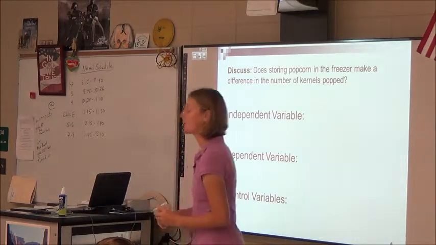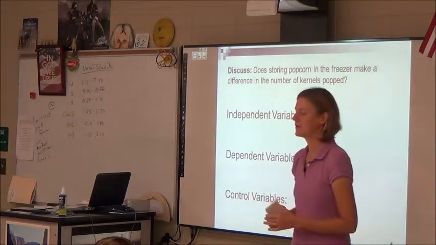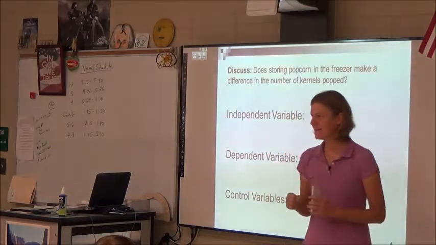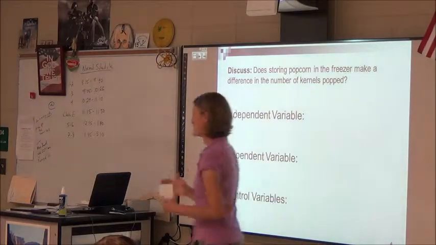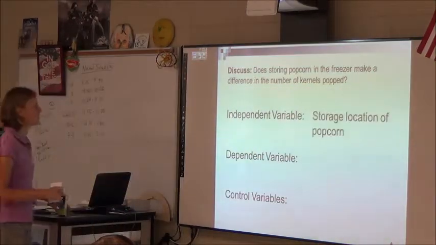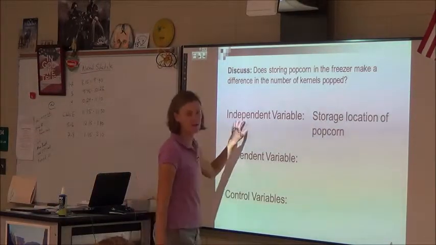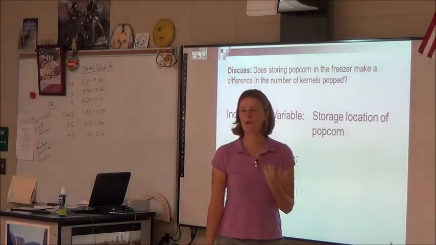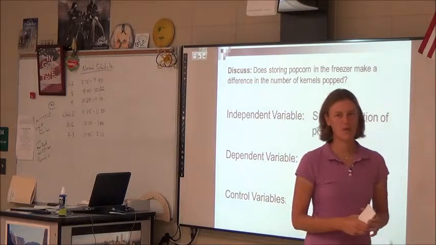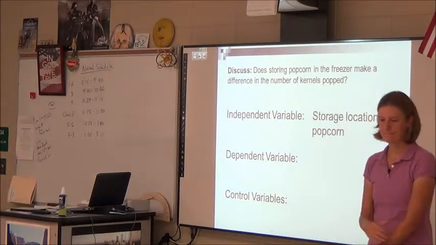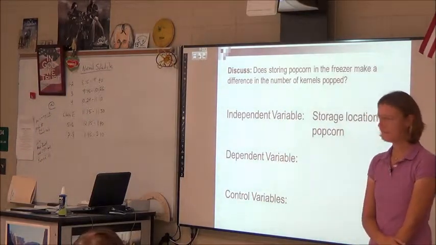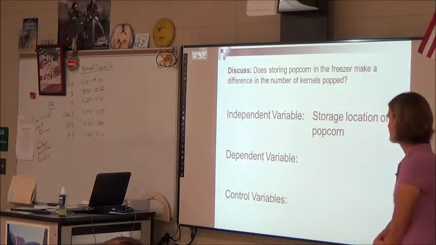Okay. Where's Mason? Mason, in this experiment, what is the independent variable? Frozen, not frozen. Exactly. Is it frozen? Is it not frozen? So the storage location, that's your independent variable. That is the one thing that I, the experimenter, changed on purpose. I decided where to store the popcorn. Very good.